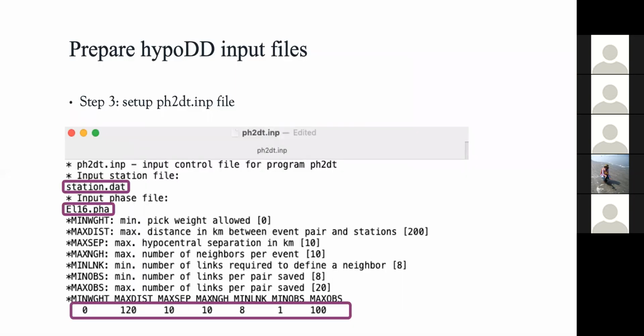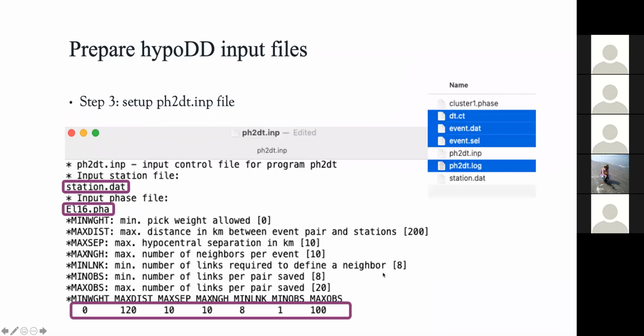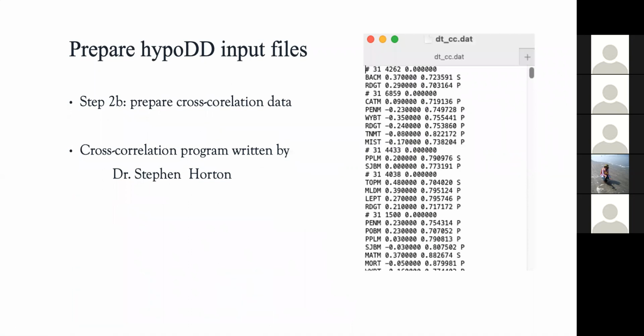Let's go back to the slides. Okay. So after that, as you see, we have the dt.ct file. That is the calculated time difference for the catalog data. And as I talked about before, you can also have the cross correlation data. And I recommend you to use Dr. Stephen Horton's cross correlation program.